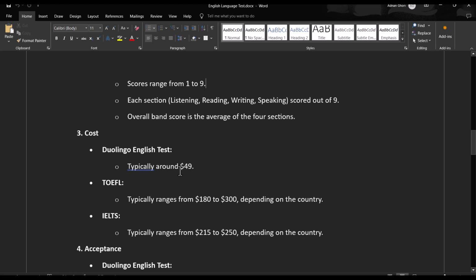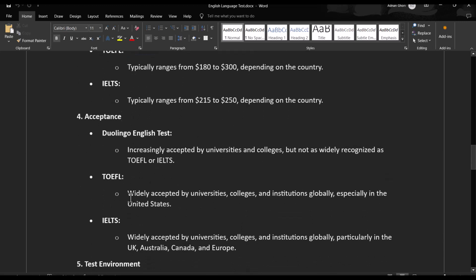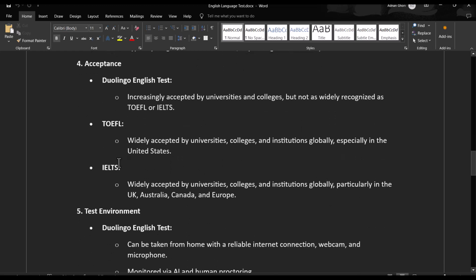The cost is very cheap for Duolingo, like $49 typically, and it's very easy to give and easy to get. Whereas TOEFL is a bit expensive, $180 to $300 depending on the country where you reside. IELTS can be $215 to $250. Duolingo is increasingly accepted by universities and colleges, but not as widely recognized as TOEFL and IELTS. Most of the universities are now engaging with it and accepting this particular test, whereas TOEFL and IELTS are widely accepted all over the world.